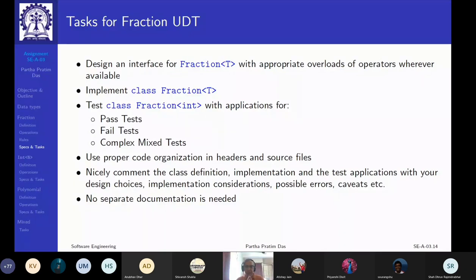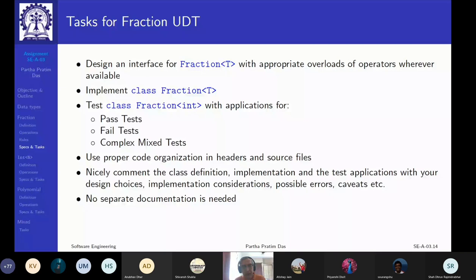Right? So this is the basic task, and you should organize your code properly. That is, the definition of the class must be written in the header. You may implement small member functions within the class itself, or you can have an implementation source file for the class where you implement them. And you will certainly have source files for the applications. So use a proper organization of the code.